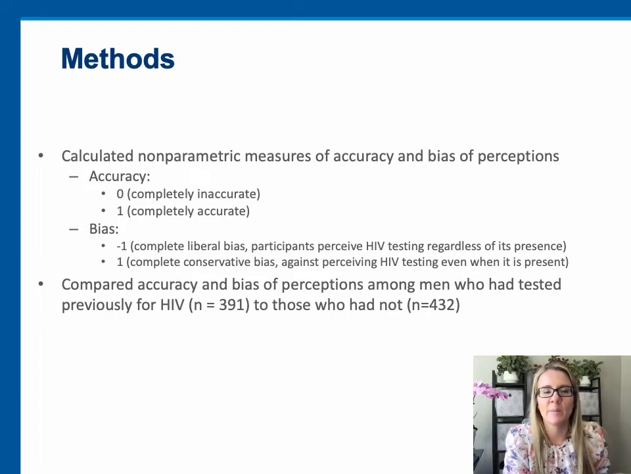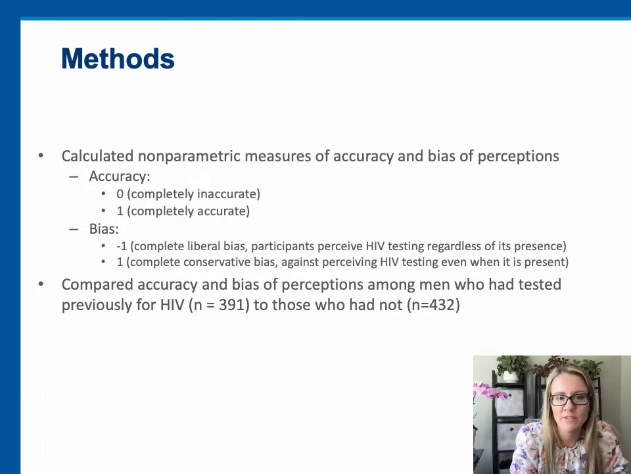We then calculated non-parametric measures of accuracy and bias of perceptions. Accuracy ranges from 0 to 1. 0 is completely inaccurate: everyone was totally wrong, in whatever direction, saying their friend had tested when they hadn't, or that they hadn't when they had. 1 is completely accurate, either correct rejections or correct confirmations. Bias, on the other hand, ranged from -1 to 1. -1 was a complete liberal bias, meaning participants perceived HIV testing regardless of its presence. So when they were wrong, they were always saying that their best friend had tested for HIV.